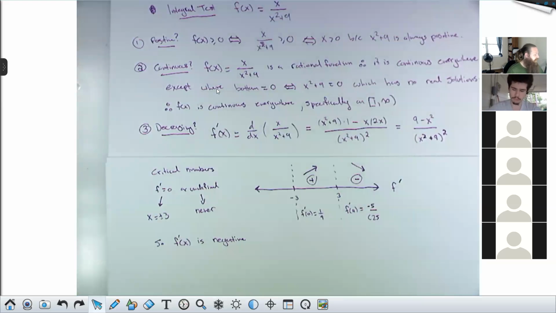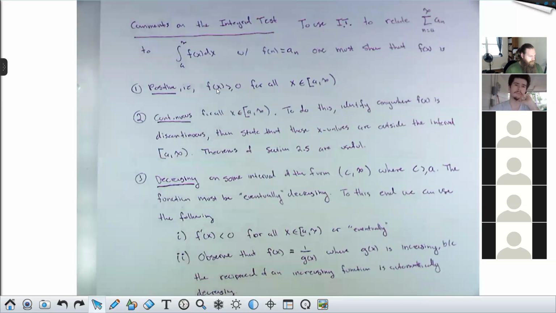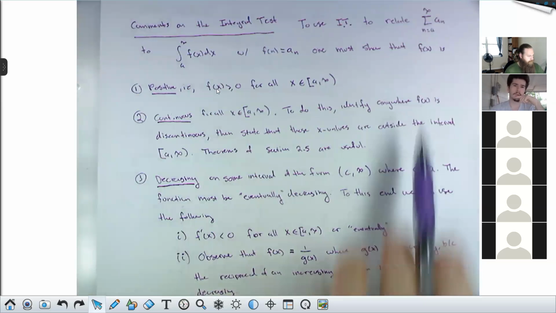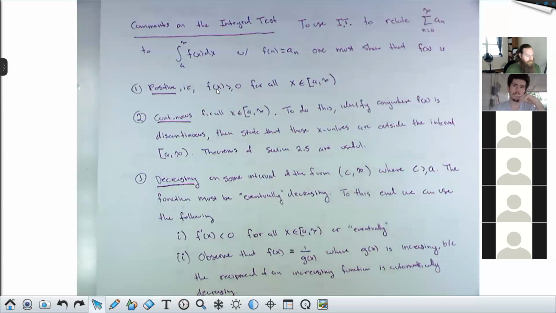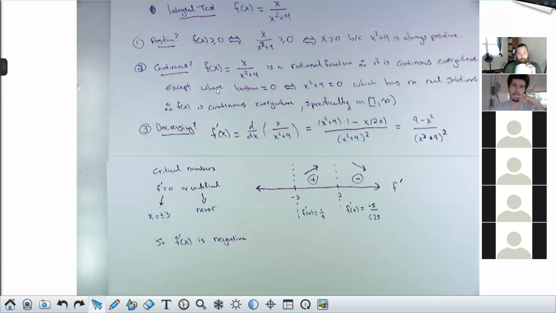We said we can relax those conditions a little bit. Let me see if I can find it. Here we are. So as long as we're decreasing on some interval of the form c to infinity, where c is greater than or equal to the number where your series starts. So it's true that this thing is not decreasing right away. But as long as x is greater than 3, this thing will be decreasing. So that was one of the subtle things that we talked about earlier today.